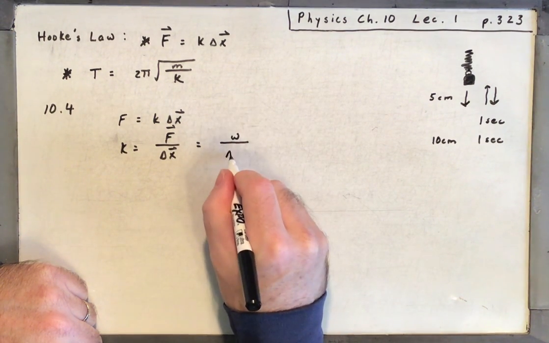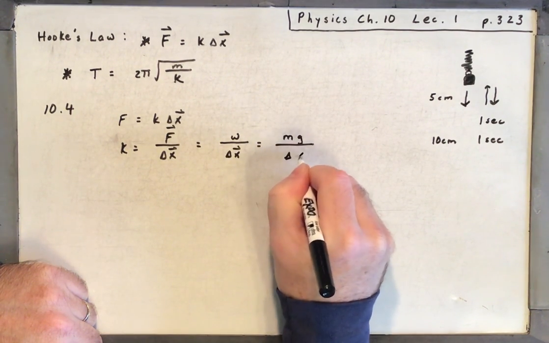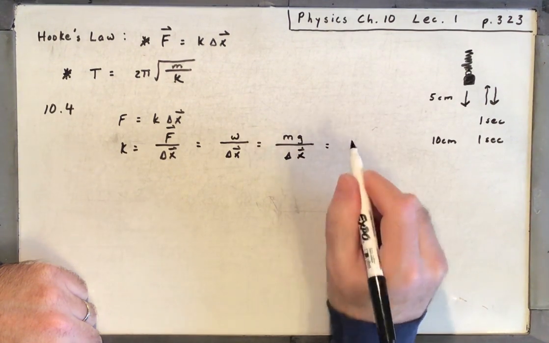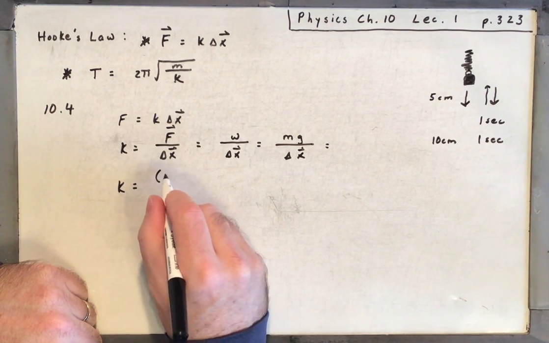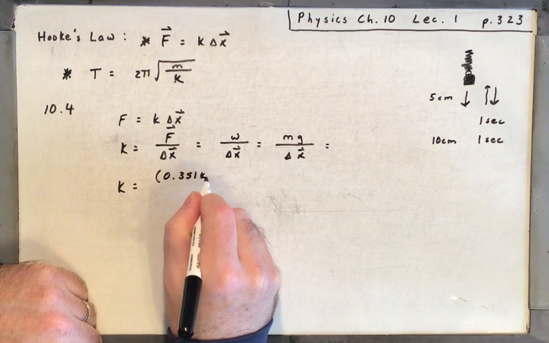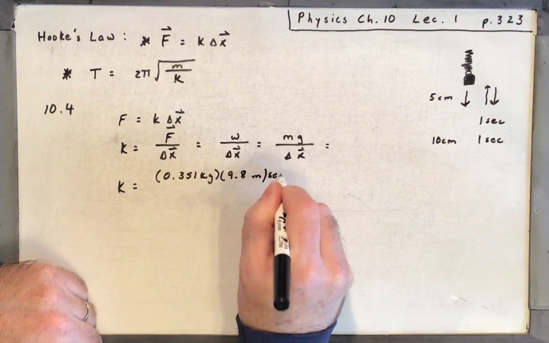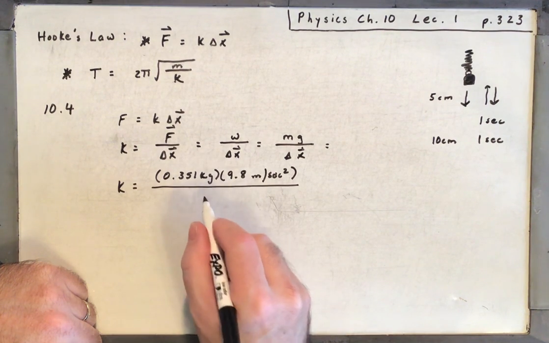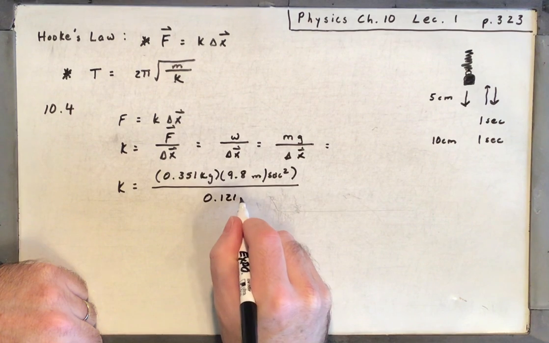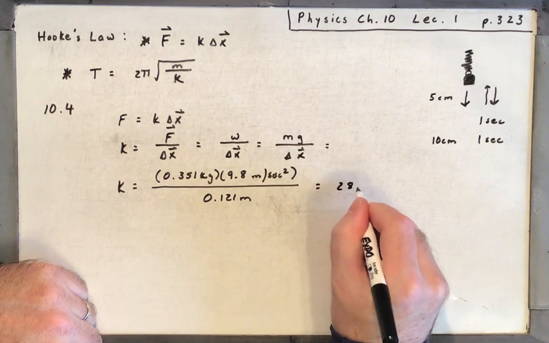All right, and the weight is going to be mass times gravity. So plugging those numbers in, the mass is 0.351 kilograms, gravity 9.8, and then the distance is 12.1 centimeters, so that's 0.121 meters. All right, so that's going to be 28.43 newtons per meter.